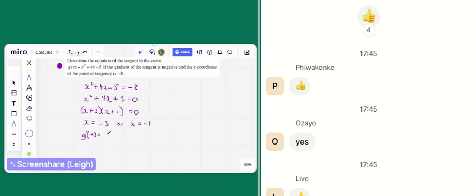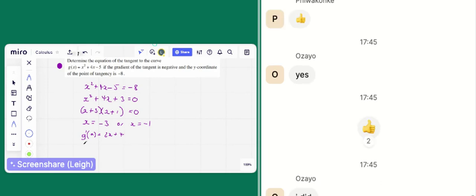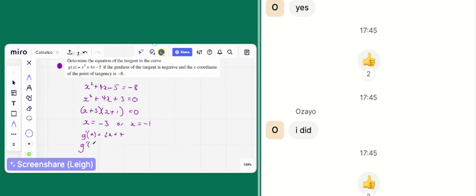Anyway, it doesn't matter. If we take the derivative, did we all end up with 2x plus 4? All right, and then if we subbed in our -3, first of all, good, you also got that. We would have had 2 times -3 plus 4, which would be -6 plus 4, which gives us -2. If we sub in -1, we wouldn't end up with a negative gradient. We would have ended up with 2 times -1 plus 4, so that would have given us a gradient of 2. So this is going to be the one that we would have selected.